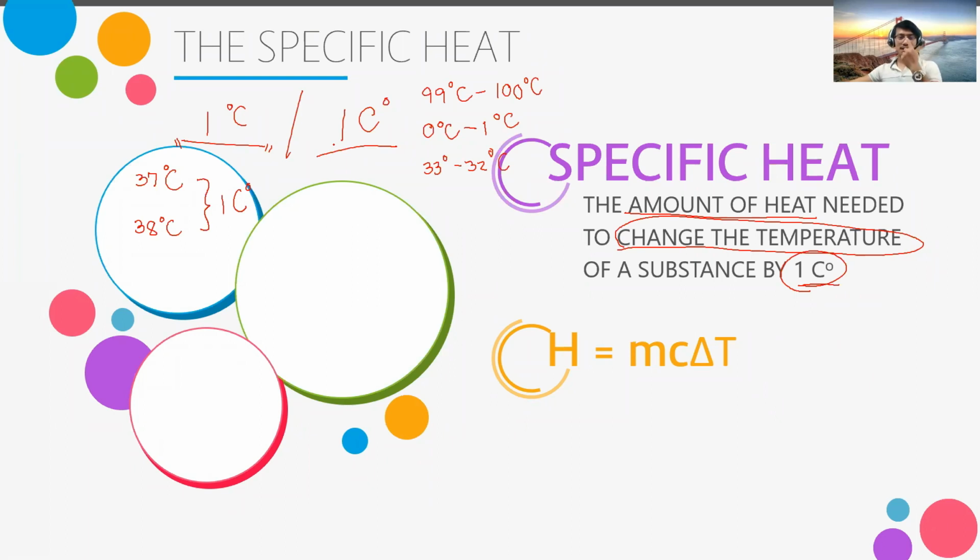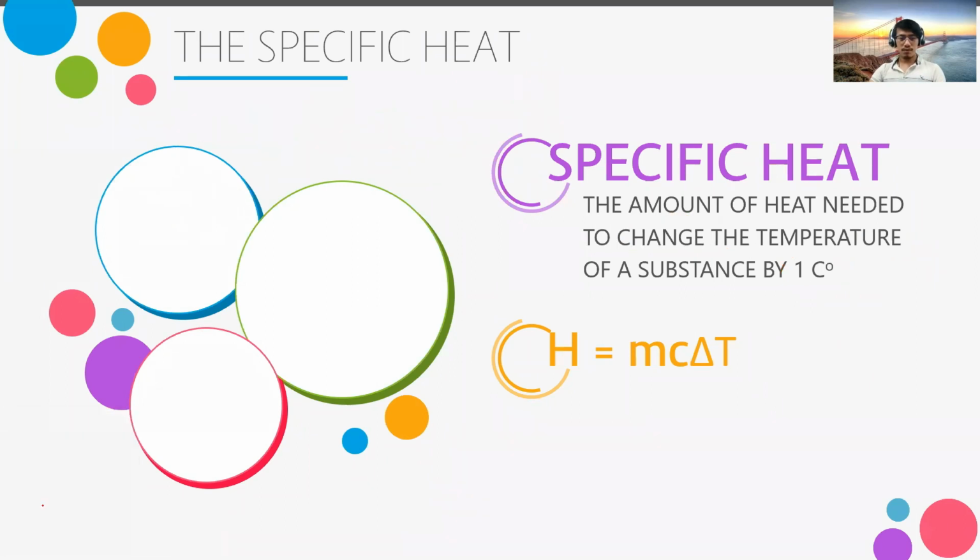Now, in equation form, change of temperature is derived into H is equal to mass times C times delta T, or MCΔT. MCΔT yung pagbasa para mas madali na lang ma-remember. So H is heat.